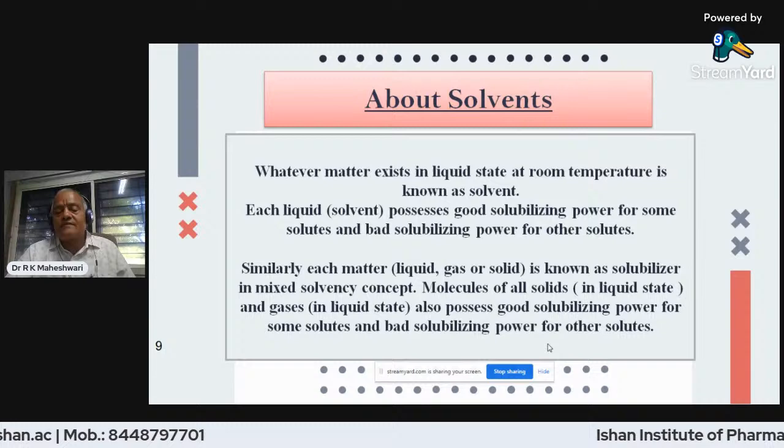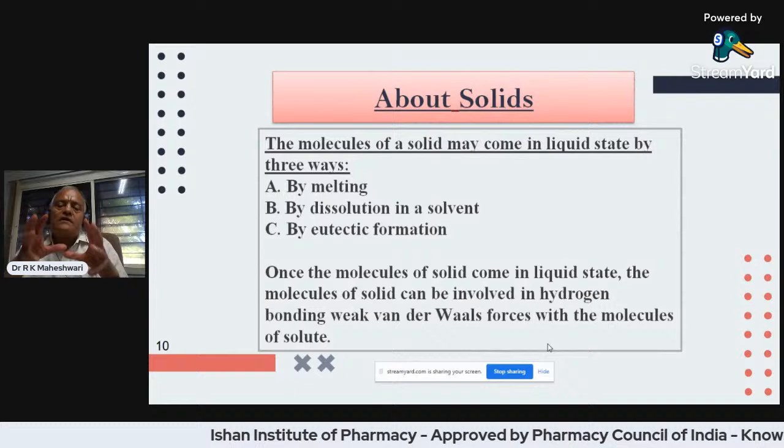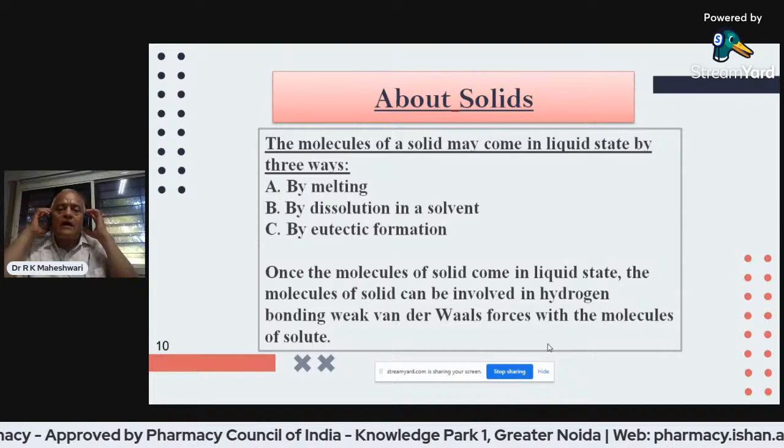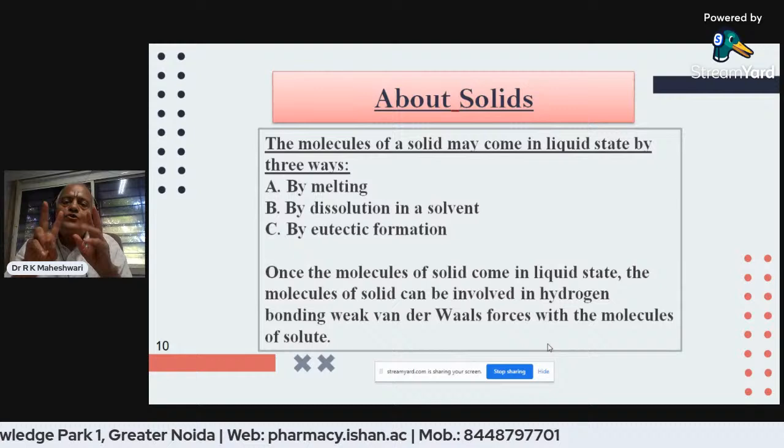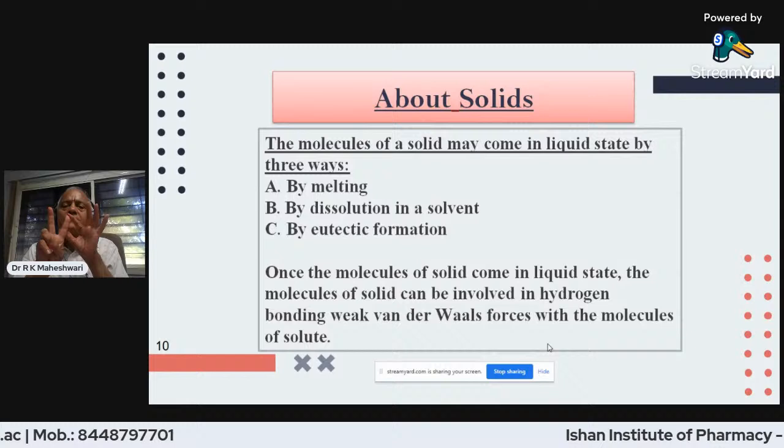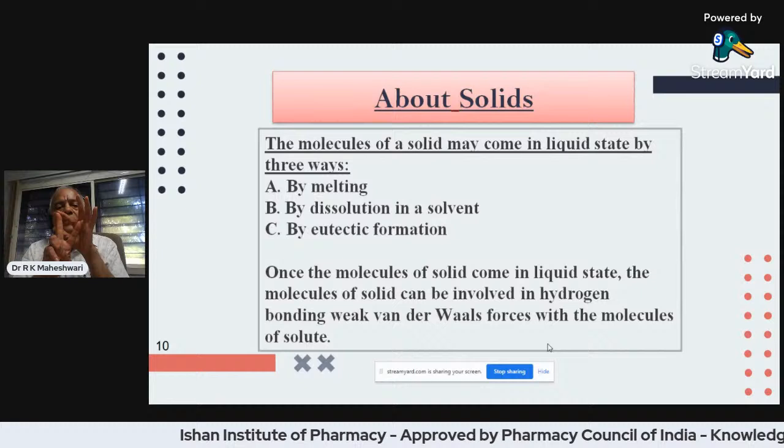Now, before giving the examples, before discussing this slide, I would like to first explain how we can say that gases have solubilizing power. There are two ways by which the molecules of a gas may come in liquid state. The molecules of a gas may come in liquid state by liquefaction. Number two, if you dissolve a gas in a particular solvent, then also the molecules of gas will be in liquid state. Now the examples of both.